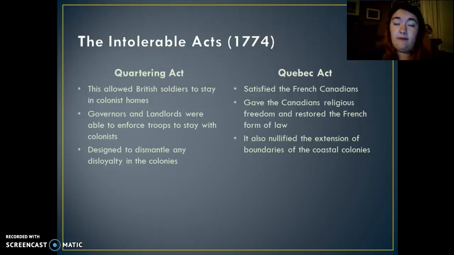And so the next one was the Quebec Act, which satisfied only the French Canadians, and it gave them religious freedom to practice Catholicism. It also restored the French form of civil law, which they were used to and already were abiding by, and it created less tension. However, it also nullified the extension of the boundaries of the American colonies and ceded it to the French Canadians, which means that they took the land away from the American colonies and gave it to the Canadians, which didn't sit too well with the American colonists.